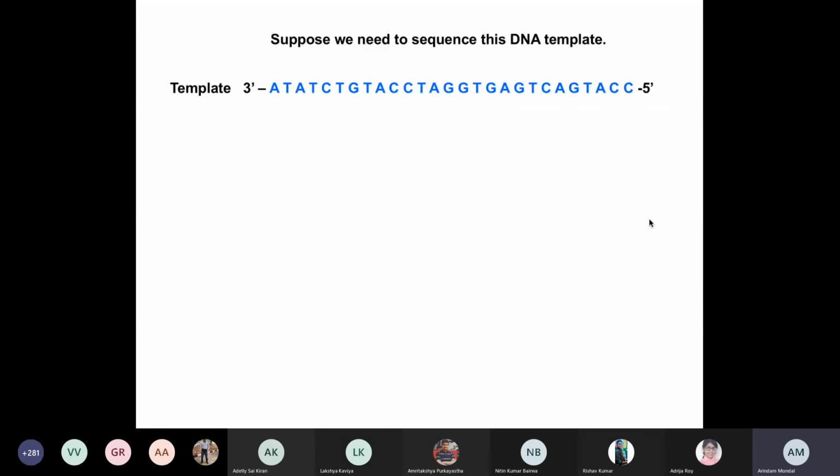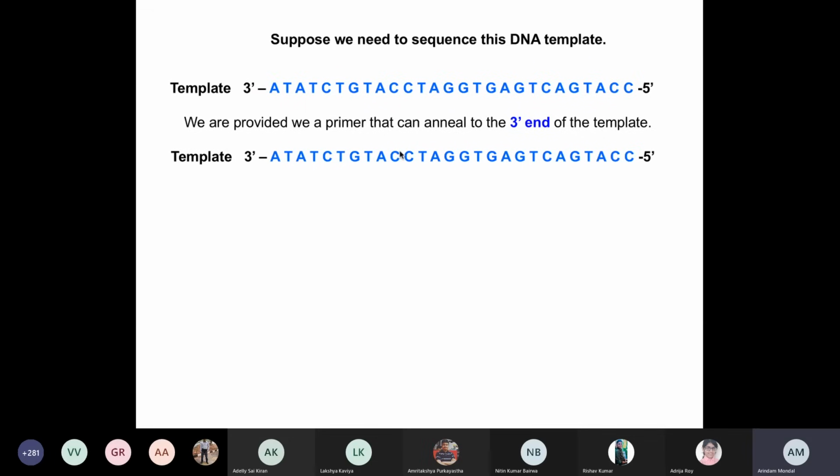Okay, let's see. Suppose we need to sequence this particular DNA template. This is the sequence of the DNA, and we want to know the sequence of this particular template DNA. First of all, the basic principle is similar to the PCR that we have discussed. Here you use a primer first. We are provided with a primer which can anneal to the 3' end of the sequence.